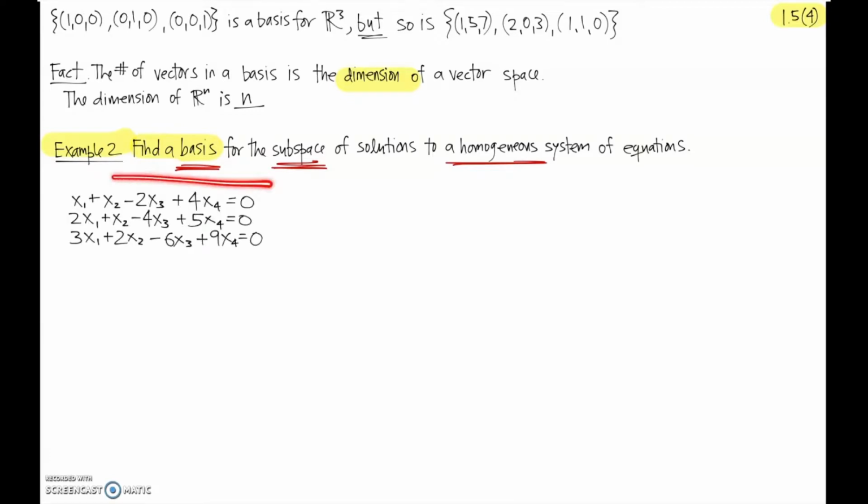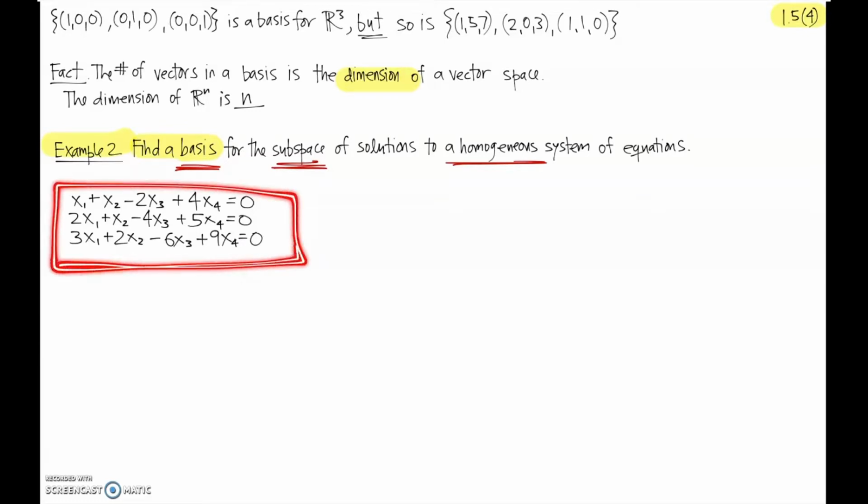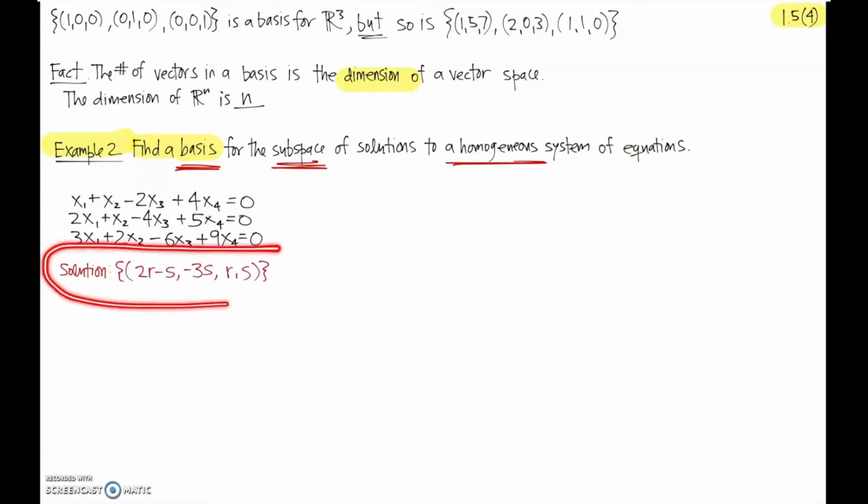So here it is. This is our homogeneous system of equations. It looks like we are sitting inside the vector space R4. So the solutions to the system will be a subspace within R4. And I know you could solve this system on your own if you had to, but I'm going to give you the solution to this system, and from that solution we're going to construct a basis. So here is the solution set to this homogeneous system of equations.